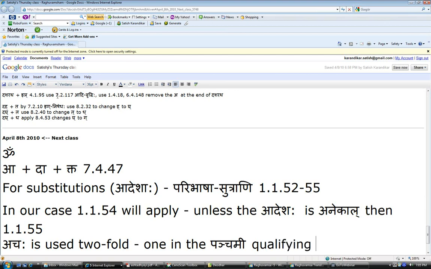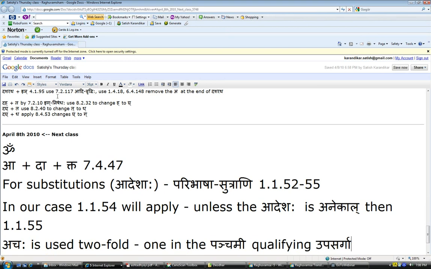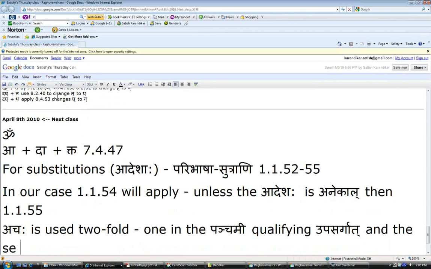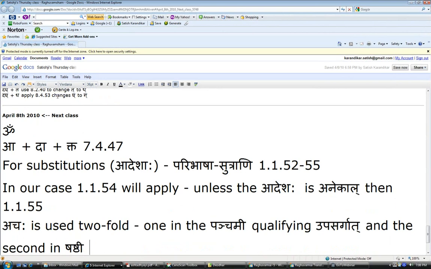Qualifying upasargat. And the other one is, I'm sorry, it's more complicated than we want to deal with, but we have to make some way to justify this sutram and to use it. And some of the sutras are like that. They are a bit convoluted. Upasargat. And the second, make it a second in the shashti, and that is to qualify, to indicate the place of operation.